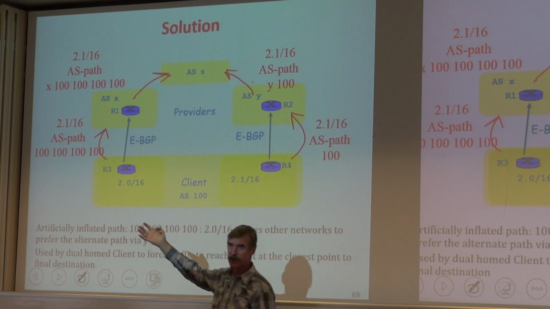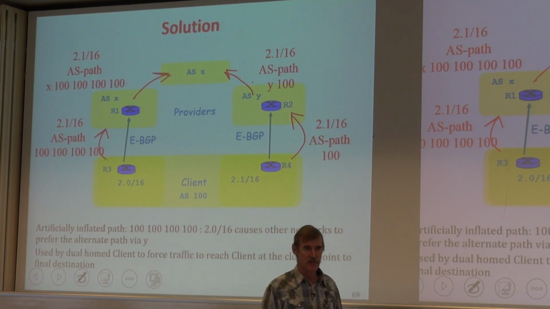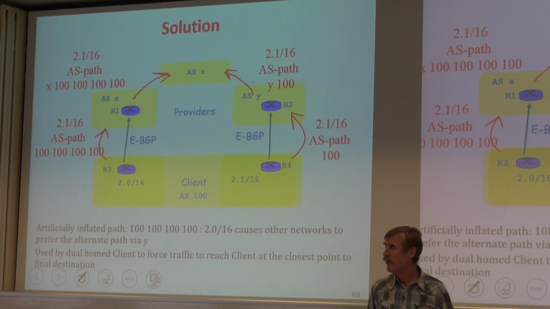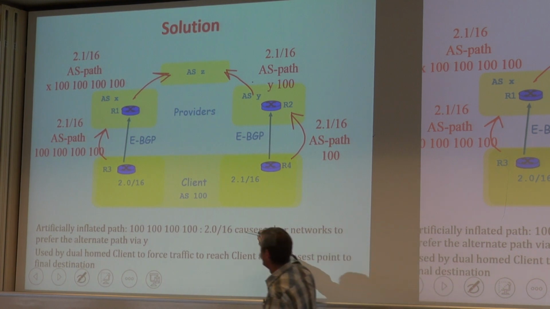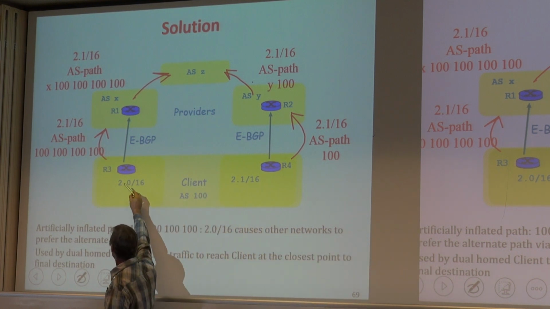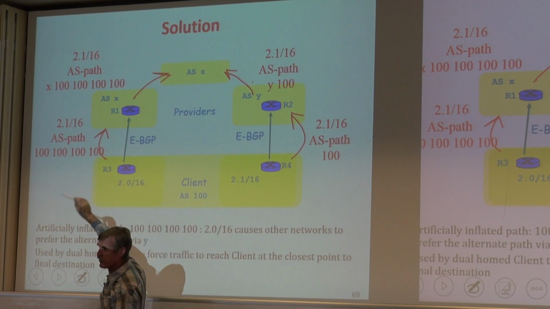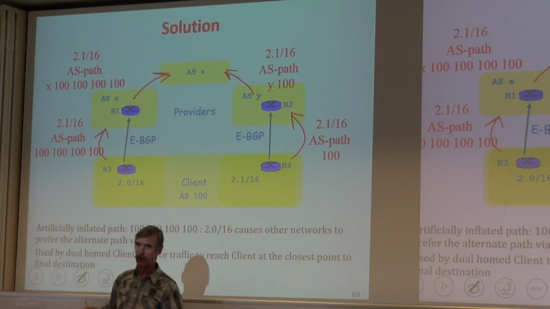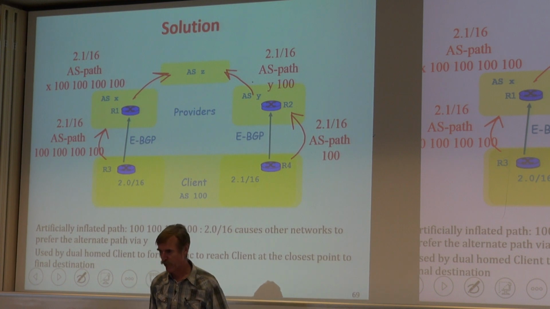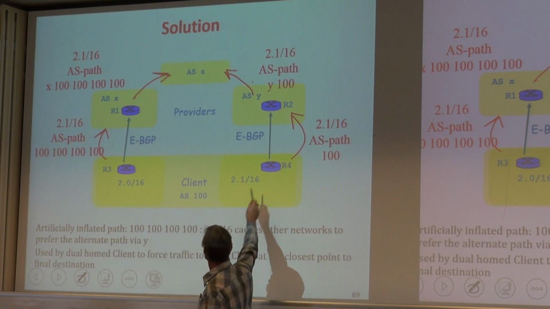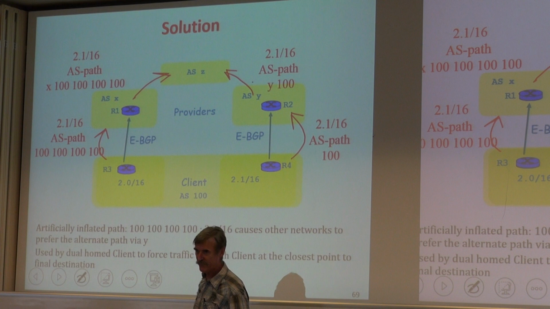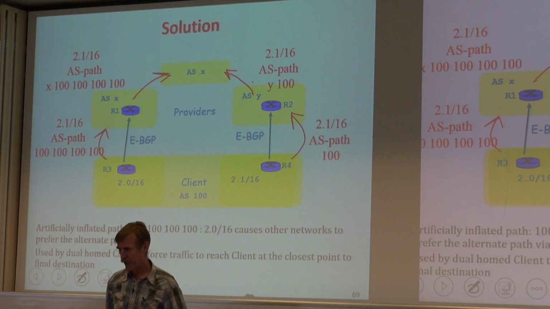So it's another mechanism, another trick that is used by some systems to signal. For example, here, AS100 is signaling to the rest of the world that this link, R3 to R1, is a backup link. In principle, don't use it. I would always prefer to use that one. But of course, I still advertise it in case some things go wrong.